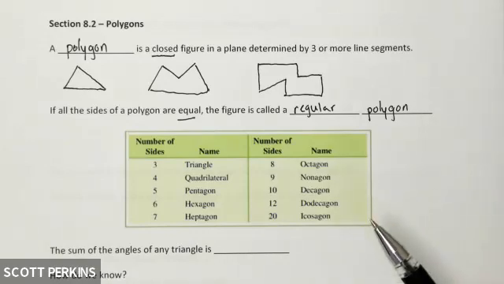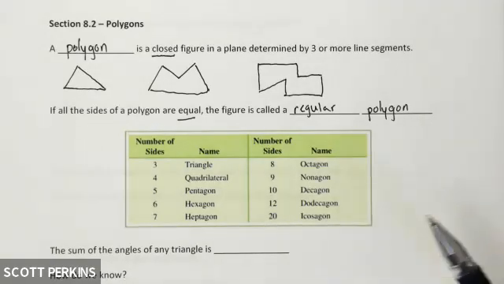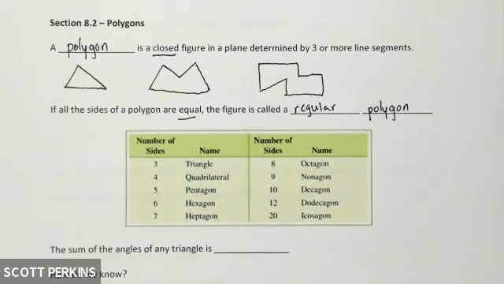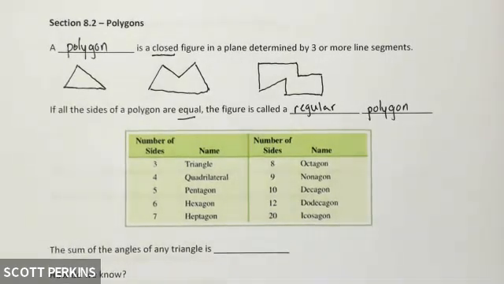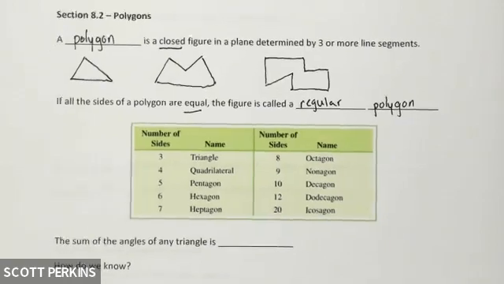I like to say dodecagon, so a polygon with 12 sides. It's just a fun word to say. So that's a little bit about polygons.